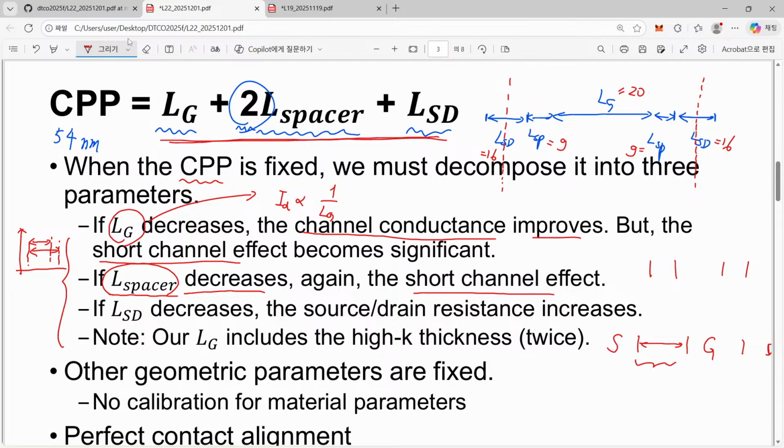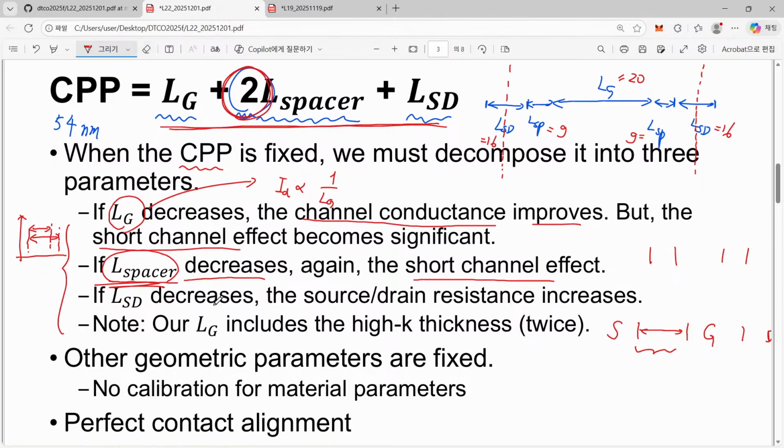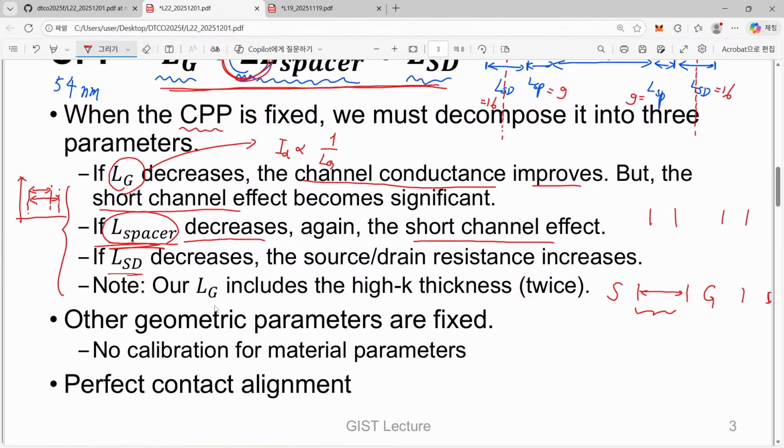However, the problem is this one really consumes our CPP, and significantly, because here we have a factor of 2. So if we increase the spacer by 1 nanometer, then that will introduce a 2 nanometer increase of our CPP value. So although we wanted to have a spacer as thick as possible, it is not good from the viewpoint of area consumption.